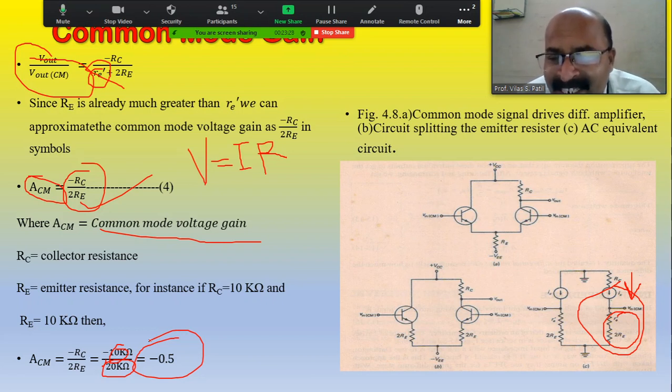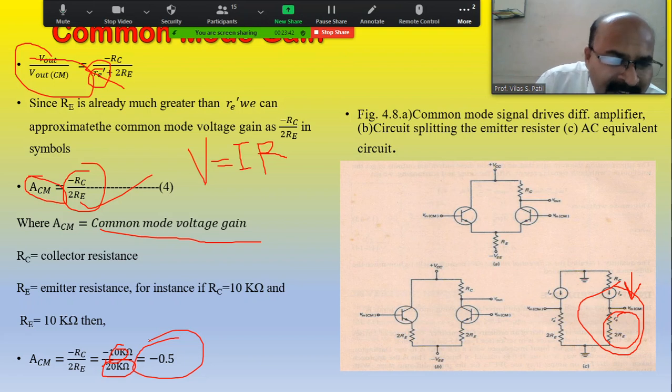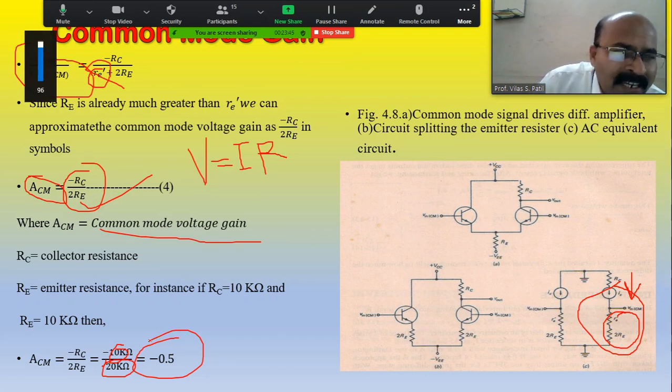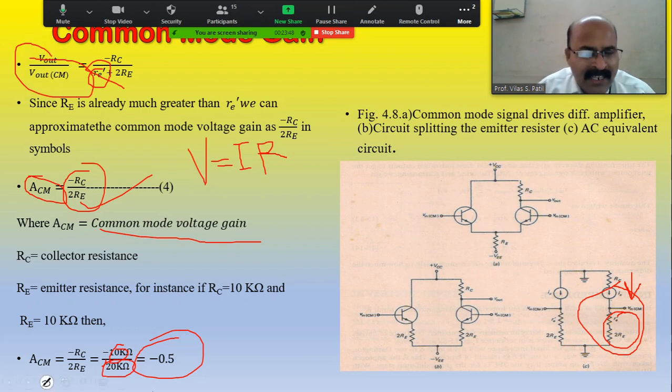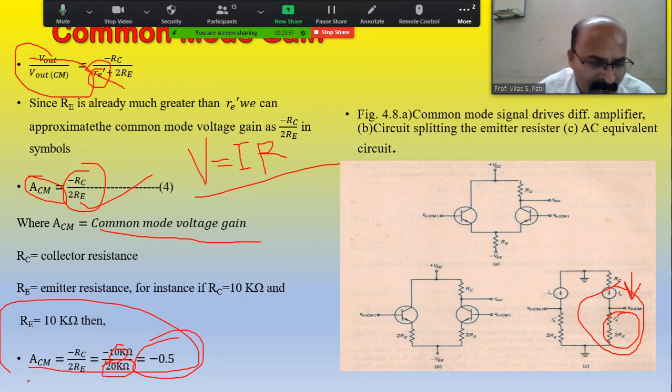So if common voltages are given to the base, they are rejected at the output. At the output, common voltages cannot be amplified. In an operational amplifier, common voltages are not amplified. That is ACM, ACM is equal to minus RC divided by 2RE is equal to minus 0.5.